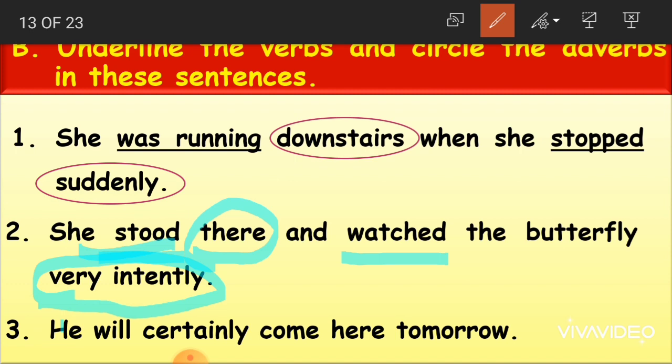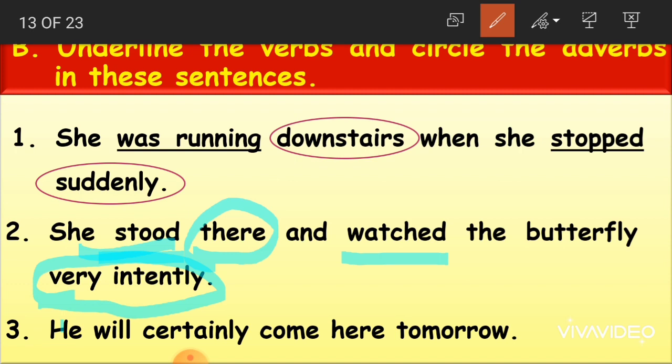Even there is also, that is also an adverb. Okay. Clear, children? Yes. Now, the third one. He will certainly come here tomorrow.